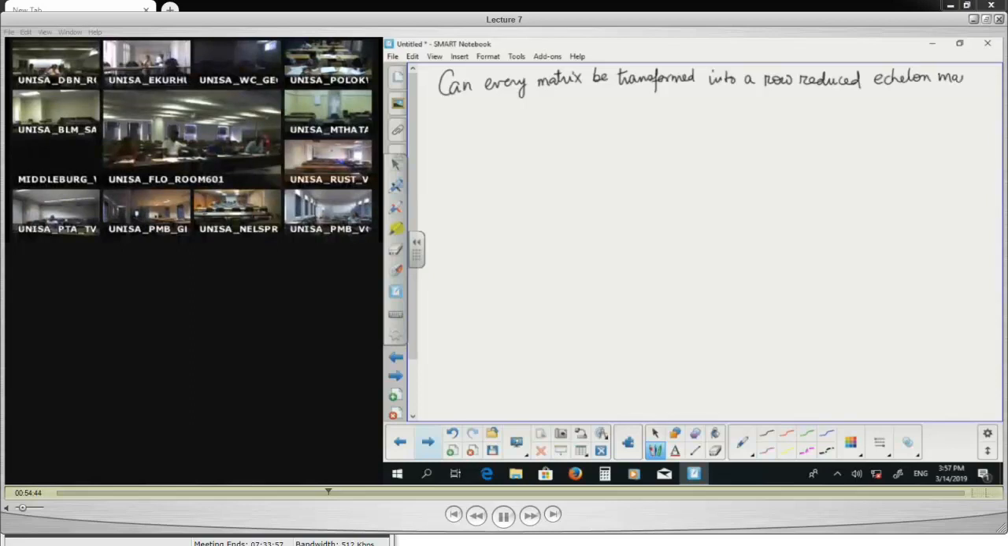No, I'm saying no. There are those that can have infinite solutions. There can be linear systems which don't have a solution. But my question is different. Can every matrix be reduced to a row-reduced form?